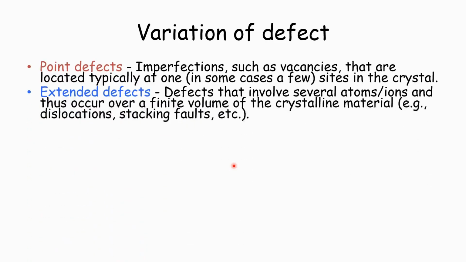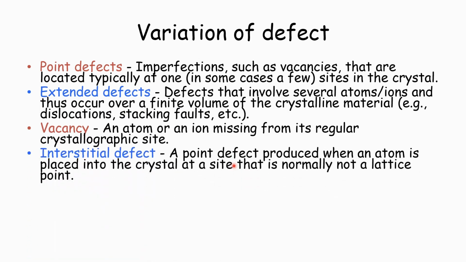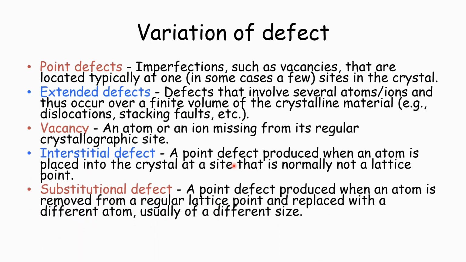All right, so in this slide, we have a variation of defects. We have a point defect, extended defect, vacancy, interstitial defect, and also we have a substitutional defect. Right, so we look at the point defect here. So point defect can be described as a small error or small imperfections such as vacancy at one or few spots in a crystal.